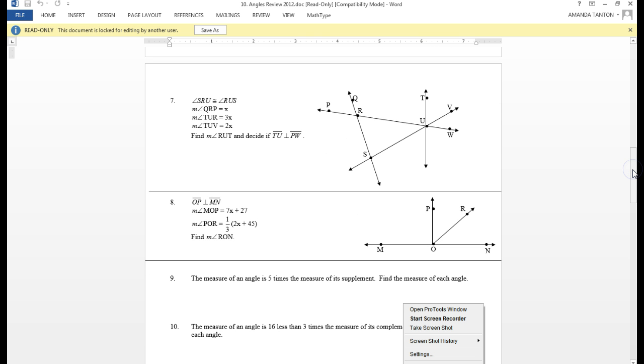Number 7. There are passes over here if you're going somewhere where you require a pass. They're stamped over here. Okay, ready? SRU is congruent to RUS. So you put arcs on there. QRP is X. TUR is 3X. And TUV is 2X. Find RUT. We're finding the measure of angle RUT. All right. At least, to start with, make your picture look like my picture. So mark your picture the same way I marked mine.